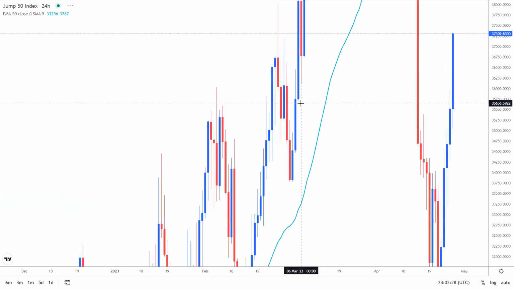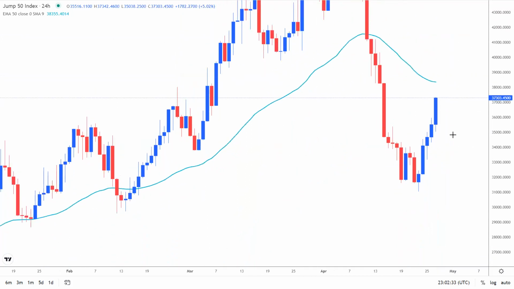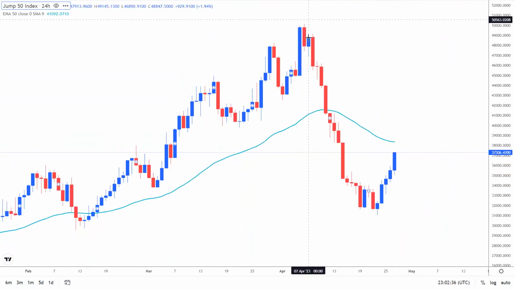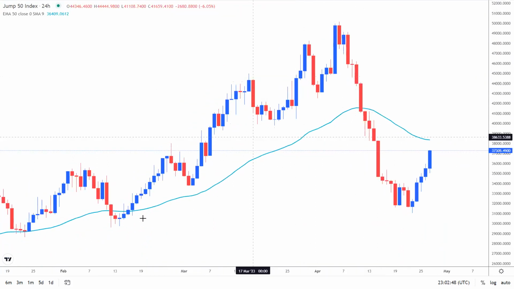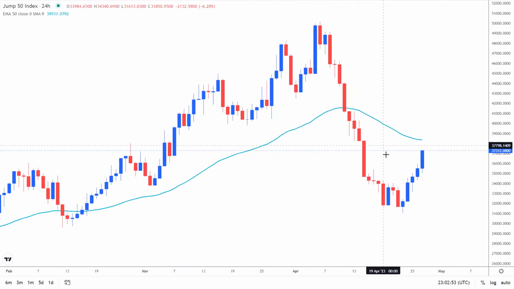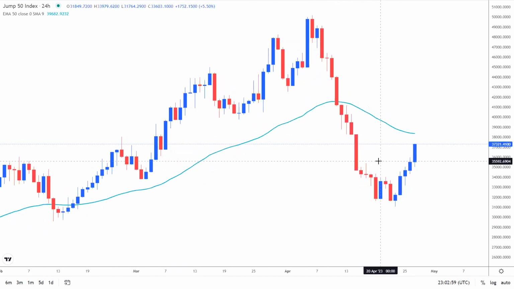Starting out with the daily time frame on Jump 50 index, we had this very huge sell-off that shifted the structure from a bullish to a bearish market structure. And then from the daily time frame, what did I notice? We came into this level right here and we kind of stalled.